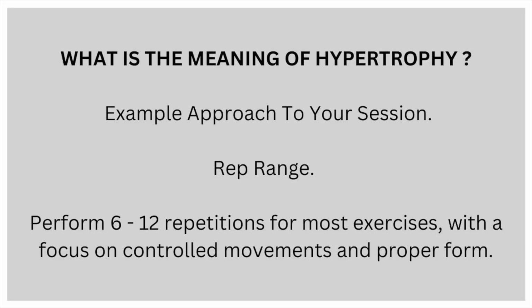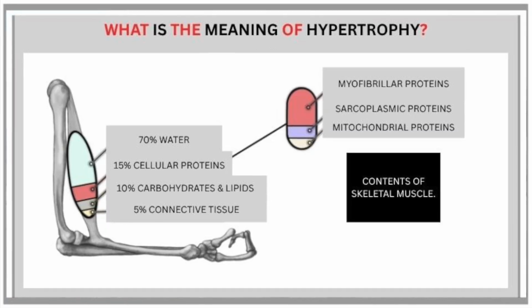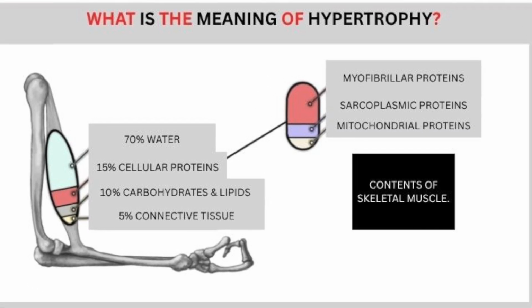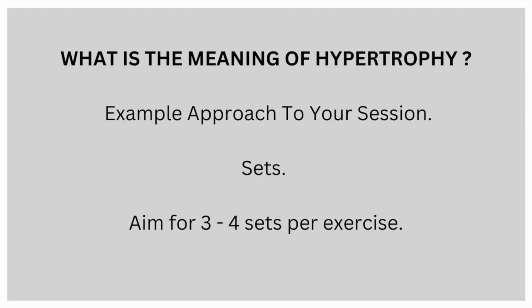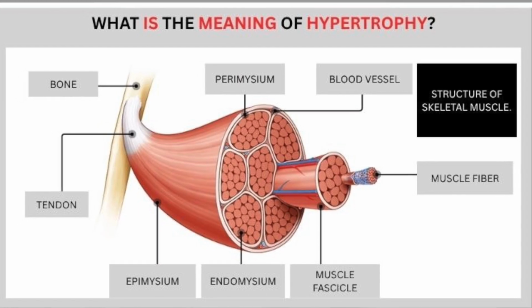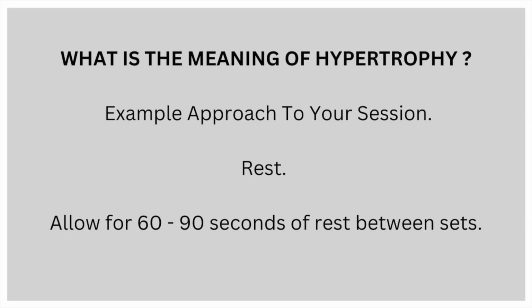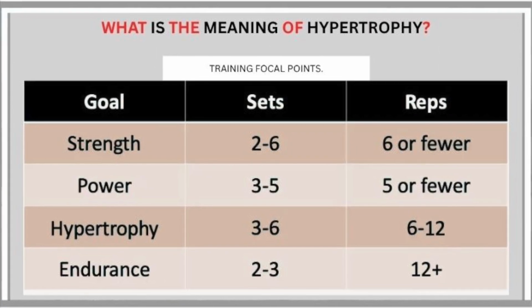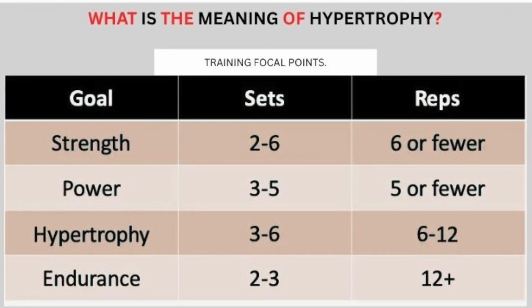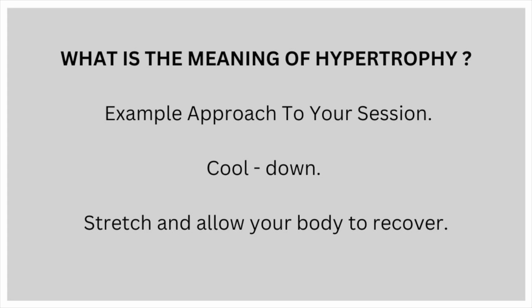Rep range. Perform 6 to 12 repetitions for most exercises with a focus on controlled movement and proper form. Stick to controlled sets. You want to be aiming for 3 to 4 sets per exercise. Make sure you get adequate rest time. Allow for 60 to 90 seconds of rest between each set. You'll be needing to do a cool down as well. You need to stretch, and this cool down will allow your body to recover properly.